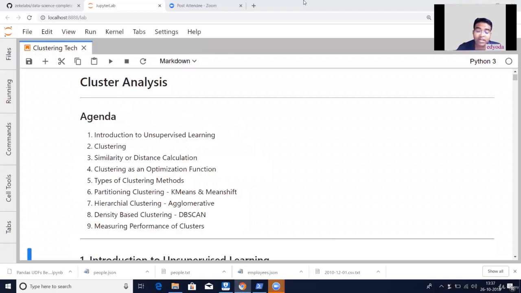Followed by that, we'll be understanding the optimization function in clustering, and the types of clustering methods, which include partitioning clustering, hierarchical clustering, and density-based clustering. We'll get to understand k-means, mean shift, agglomerative, DBSCAN, and then we'll see how to measure the clustering technique for the particular data. So this is all that we'll discuss. Let's start with an introduction to unsupervised learning.